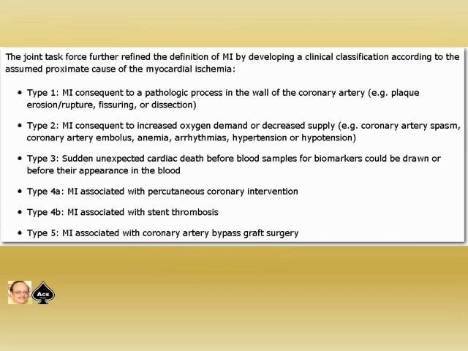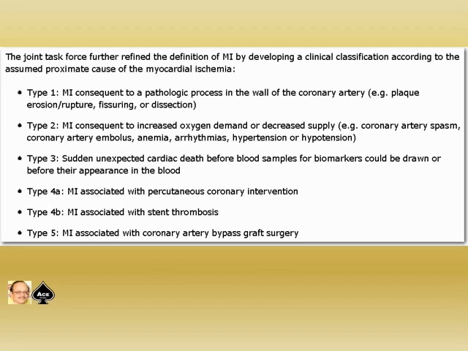The Joint Task Force further refined the definition of myocardial infarction by developing a clinical classification according to the presumed proximate causes of the myocardial ischemia: type 1, 2, 3, 4 and 5. Type 1 is myocardial infarction consequent to a pathologic process in the wall of the coronary artery, like plaque erosion, rupture, fissuring or dissection. Type 2 means MI consequent to increased oxygen demand or decreased supply, like coronary artery spasm, coronary artery embolus, anemia, arrhythmias, hypertension or hypotension.